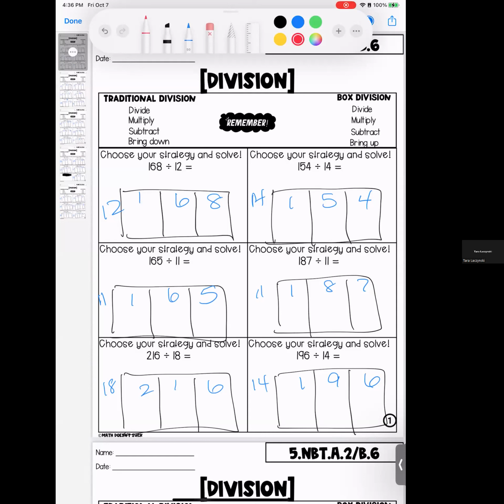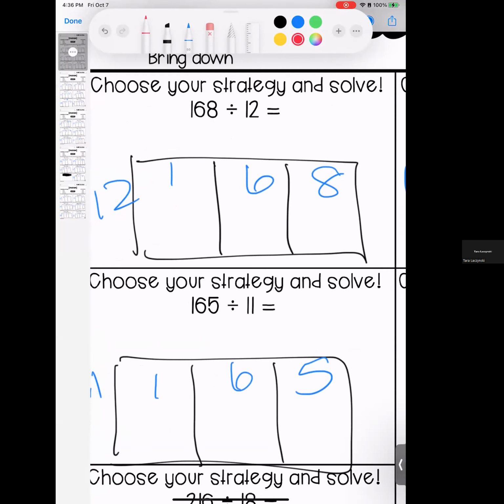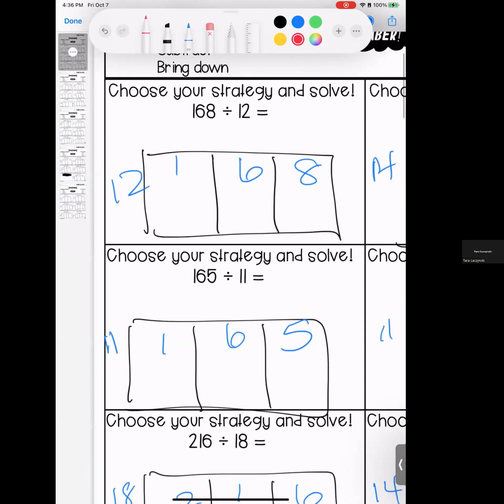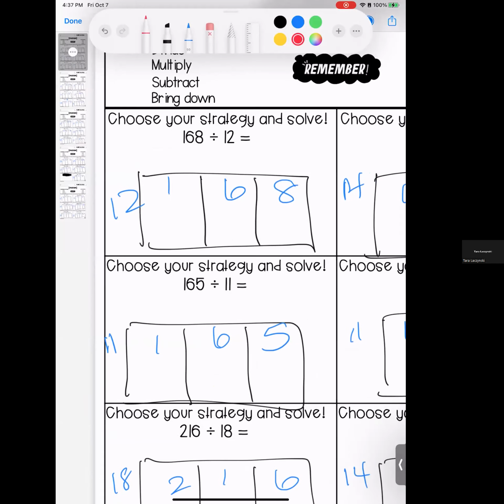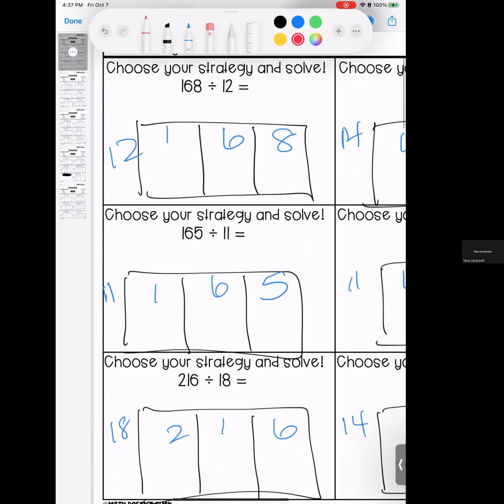Homework review. If you are looking for traditional, please hop over to the next video. If this is what you are looking for, then here we go. I am trying to keep these videos a little bit shorter. I know they can be a little bit lengthy, so I have all of the problems set up and ready to go.